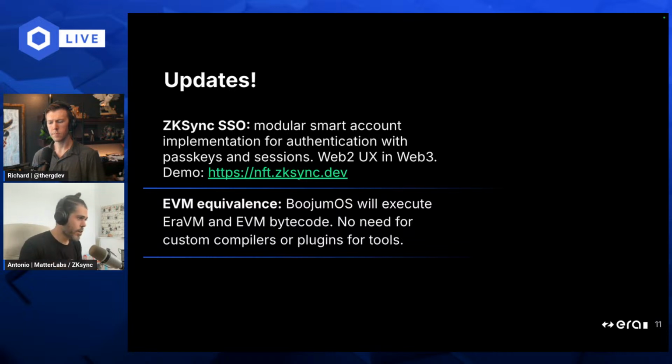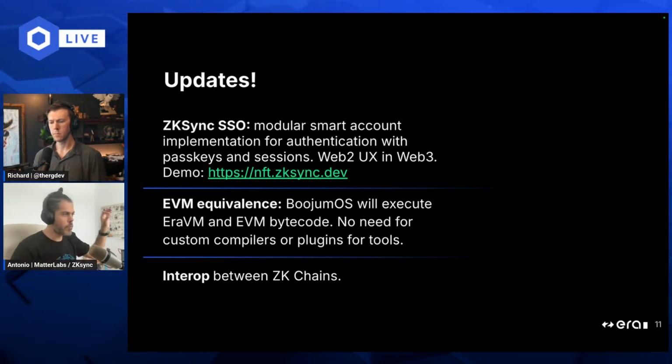Then this year, we're going to have full EVM equivalence through a new prover. So there will be no need for plugins, for tools, etc. And we'll have interop between ZK chains. A part of this elastic network vision is that all the chains will be able to interact with each other. If you have a contract in chain A, you will be able to call a contract that is deployed in chain B, and things like that. So we'll have this this year.